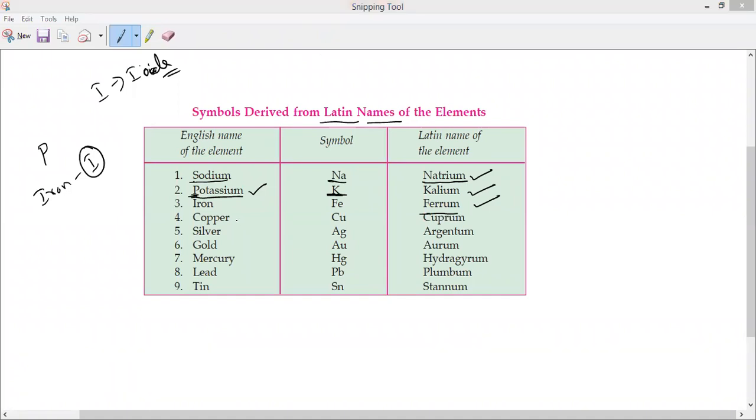Like that, you can take copper, cuprum. Silver is Ag. What is the Latin word? Argentum. Next, gold is Au. What is the Latin name? Aurum. Mercury. This is the most important one.